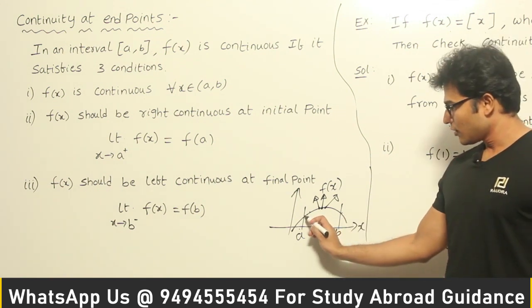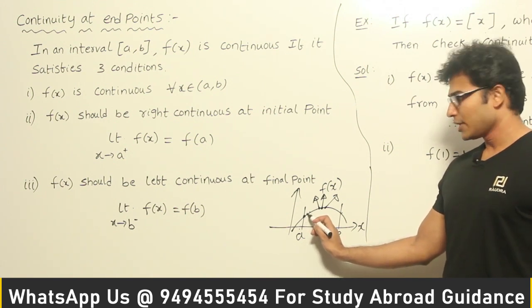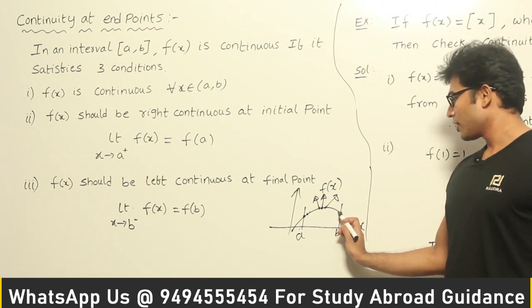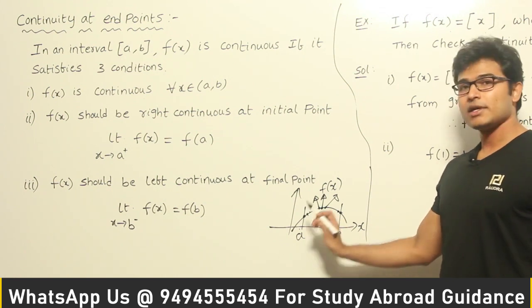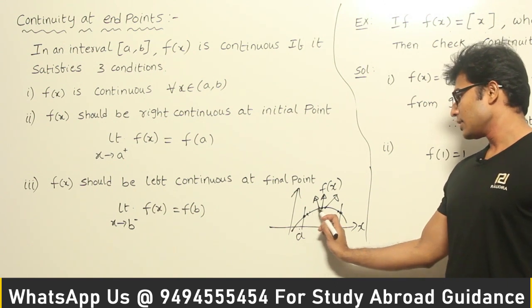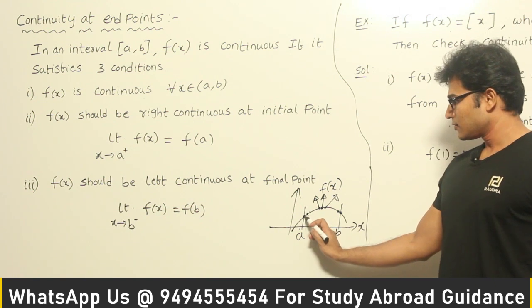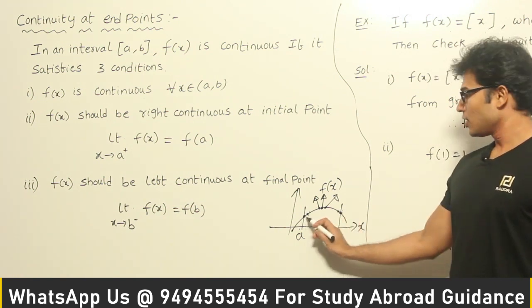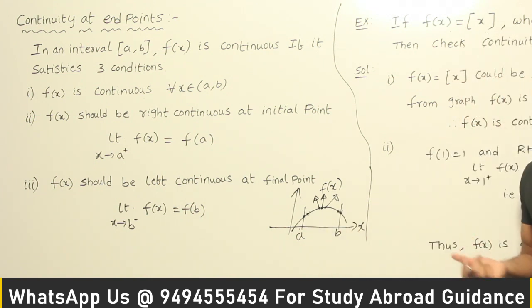Which means we have to find the value here, and that value should be equal to the value slightly to the right of it, and we should find the value here, and that value should be equal to the value slightly to the left of it. So we are going to find the right hand limit at the initial point and the left hand limit at the final point, as well as check for continuity over all the points between them. If this value is equal to the right hand limit and this value is equal to the left hand limit, and at all the points it is continuous, we can say that the function is continuous over that range or interval.